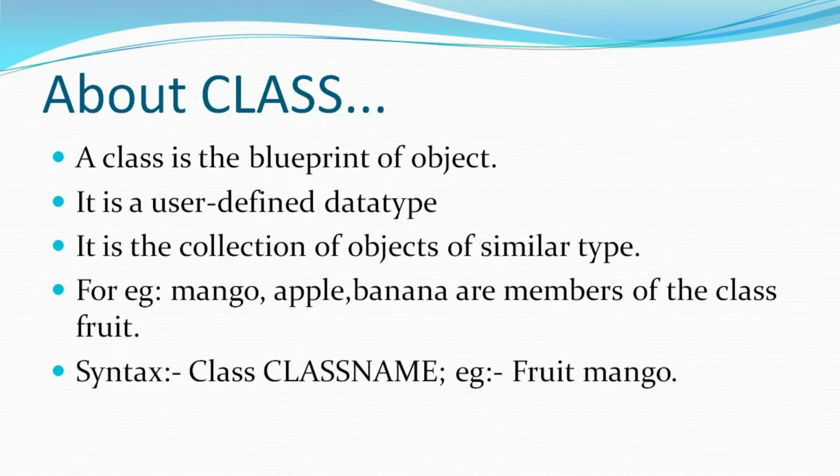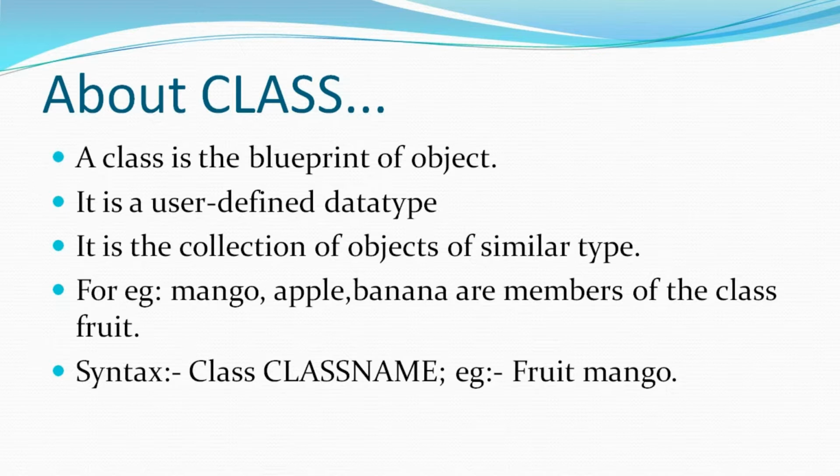For example, suppose there are mango, apple, banana, watermelon, and many other things. These are the members of the class fruit. So here the class is fruit and the members are mango, apple, banana, etc.